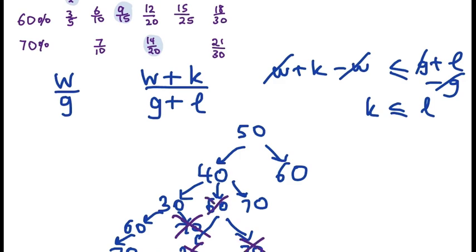So you can't even have 40 to 60. What about 40 to 70? Could that work? Well, we'd be going from 2/5 to 7/10. And that is our maximum. So it does work.